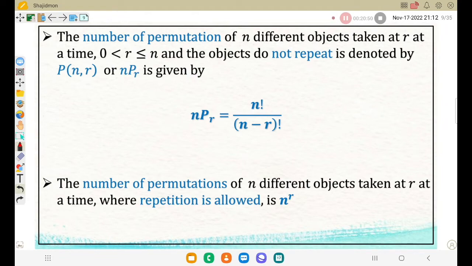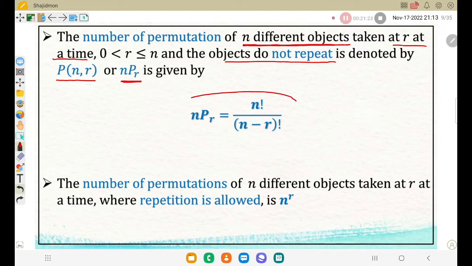Now how can we define this one? The number of permutations of n different objects, how many objects totally? N objects taken r at a time. How many are we taking at a time? R at a time, correct? And objects do not repeat, without repetition. It's denoted by PNR, permutation of n objects r at a time, or we can represent it like this, NPR, n objects totally permuting r at a time, is given by, what is the rule actually? This is the rule.